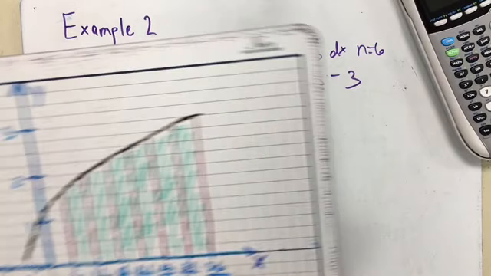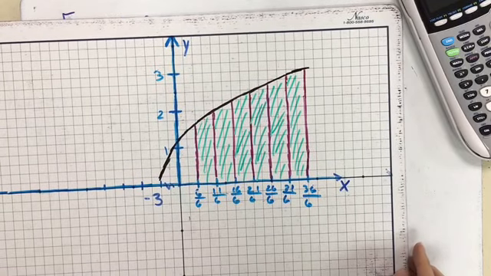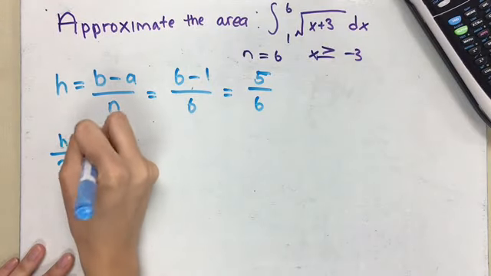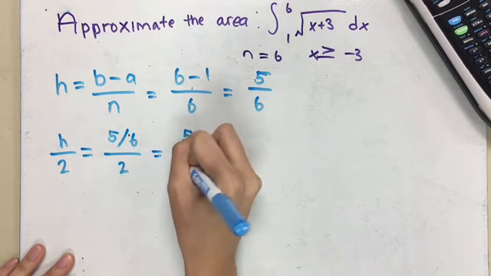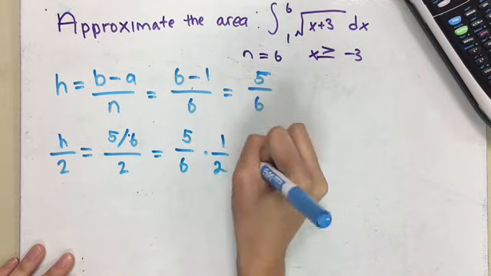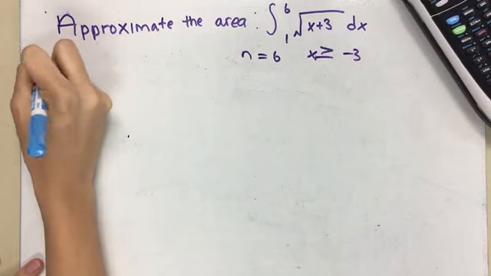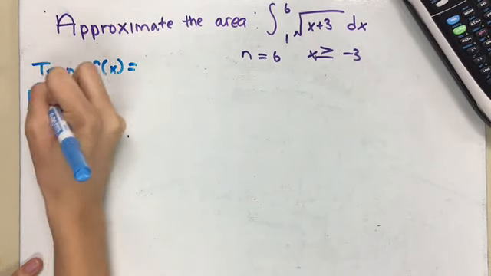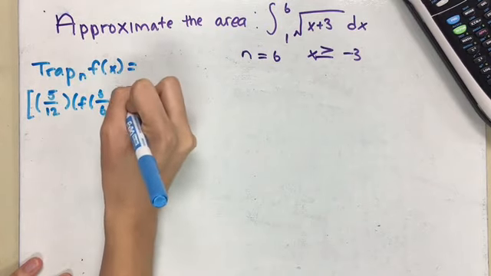For our next example, we are going to be approximating the area under the curve with 6 partitions for f of x. F of x is the integral from 1 to 6 of the square root of x plus 3 dx, with the domain being x is greater than or equal to -3. H is given by b minus a over n, and since b equals 6, a equals 1, and n equals 6, h is 5/6. We must then divide the height by 2, which equals 5/12. We must then use our values within the formula used for trapezoidal rule. Plug in the f of x values at each point into the equation, then multiply their sums by h over 2, or 5/12.